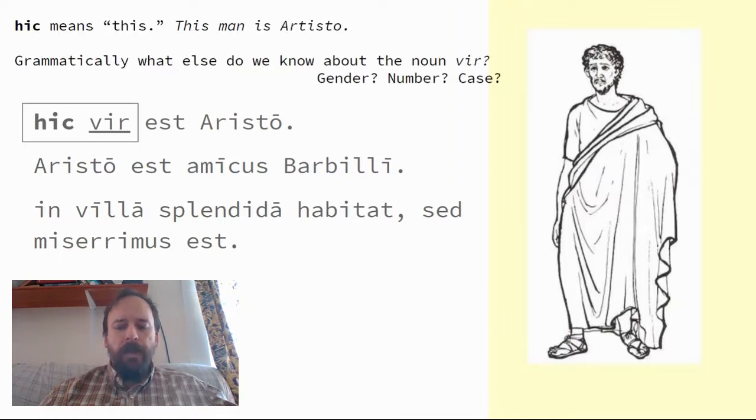Something I'd like to point out real fast. Hic, we learned back in stage 8 or something, means this. This man is Aristo. I have a question for you. So it's this man. What else do we know about the underlying noun vir? What's the gender of the word man? In the sentence, what's the number? How many men? And what's the case? How is it being used? Nominative, genitive, dative, accusative, or ablative? Think about that for a second.